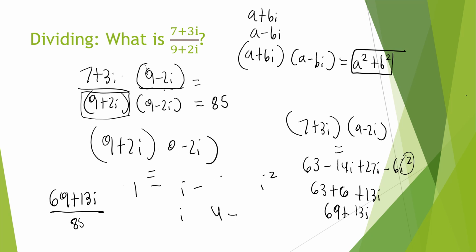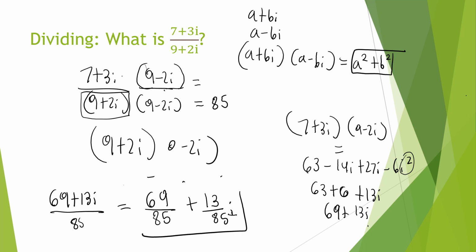But this is not your final answer, because you have to split the 85 to both the 69 and the 13i. So you get 69 over 85 plus 13 over 85 i. And this is your final answer.